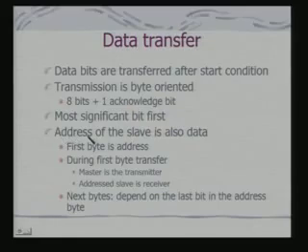Since there are multiple slaves which can be connected onto the bus, we need a mechanism to identify the recipient of the data. So, the address of the slave is also data. In fact, the first byte after this transition, when you start transmission, is actually an address. During the first byte, the master is the transmitter and the addressed slave is the receiver. And the next bytes depend on the last bit in the address byte.